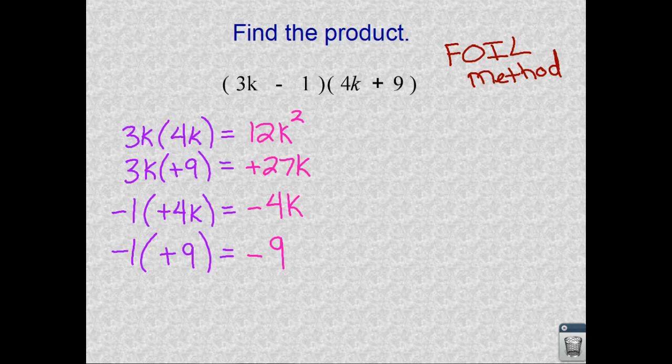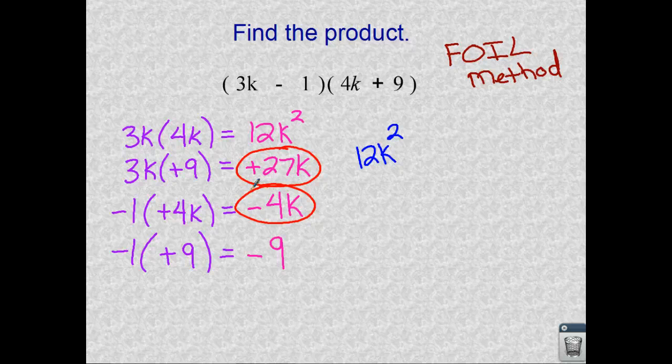Combine our like terms. We only have 12k to the second power. And now we're going to combine positive 27 with a negative 4. If you put those two together, it's like saying 27 plus negative 4, which will get us a positive 23k to the first, and then our constant of negative 9. Okay, final answer.